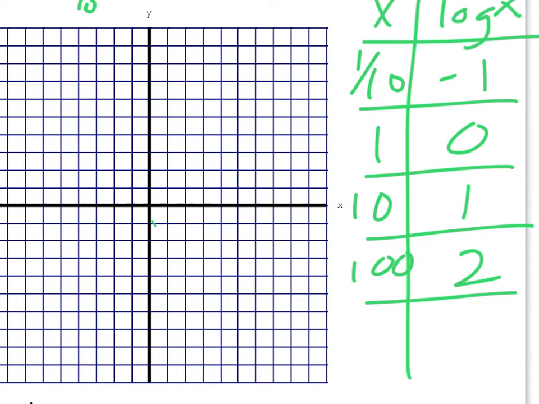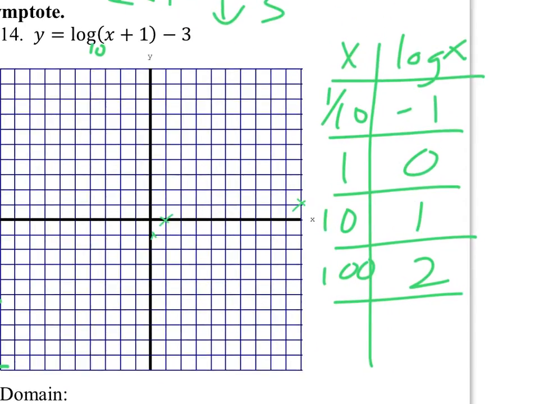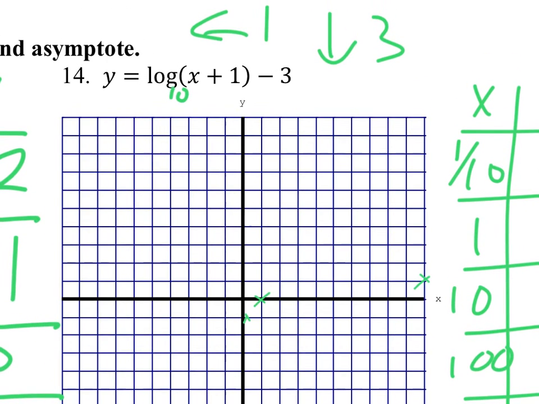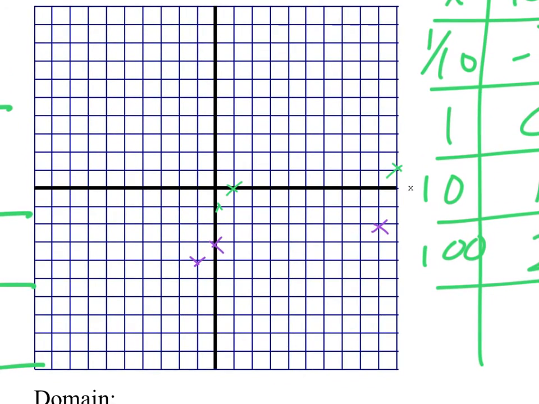So 1/10 was -1, so about there. 1 was 0, and then have to go all the way over to 10 to get to 1. Now as far as moving those, we're going left 1 and down 3 from where we are. So I'll use purple here. So left 1 and down 3 would put us here, and left 1 down 3 would put us there. So we want to draw our curve through the purple X's.